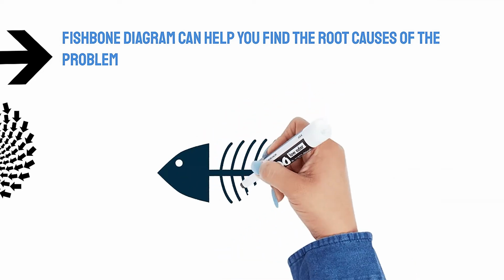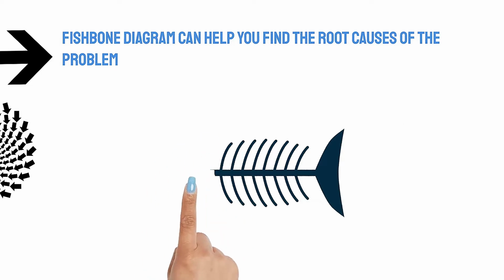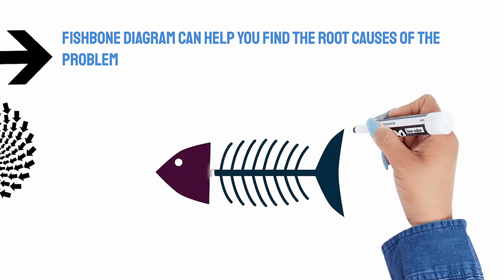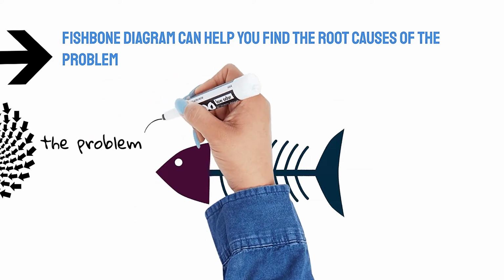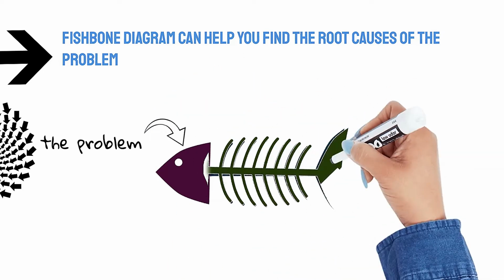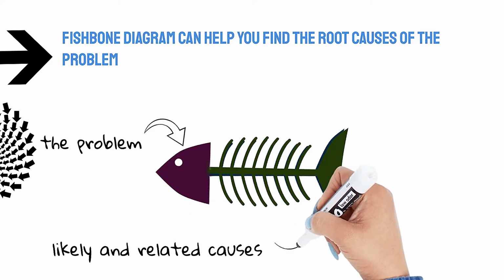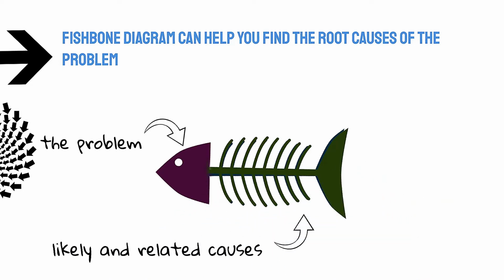A fishbone diagram takes its name from the fact it resembles the shape of a fish skeleton. The head of the fishbone diagram represents the problem you want to investigate, and the backbone of the skeleton connects the spines, which represent the range of likely and related causes, bundled together in categories.